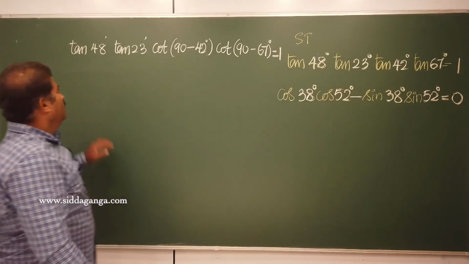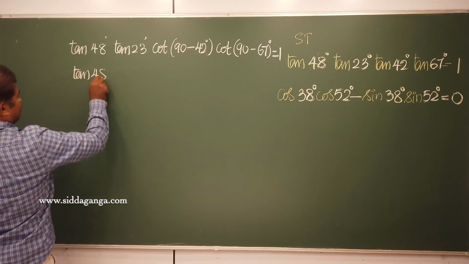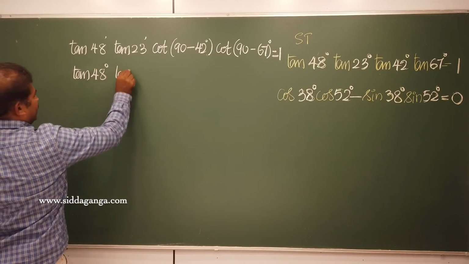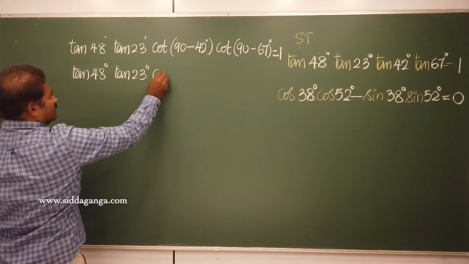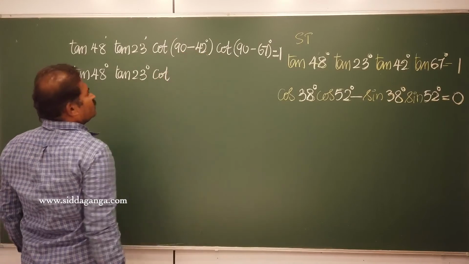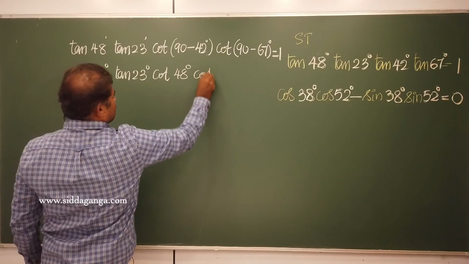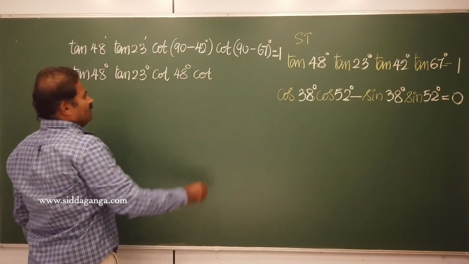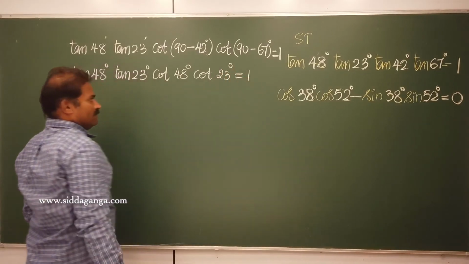Now you can take tan 48 as it is, tan 23 degrees. Now this is cot (90 minus 42). What is 90 minus 42? It is 48 degrees. And this is cot (90 minus 67), which is cot 23 degrees. Now we need to prove that as 1.